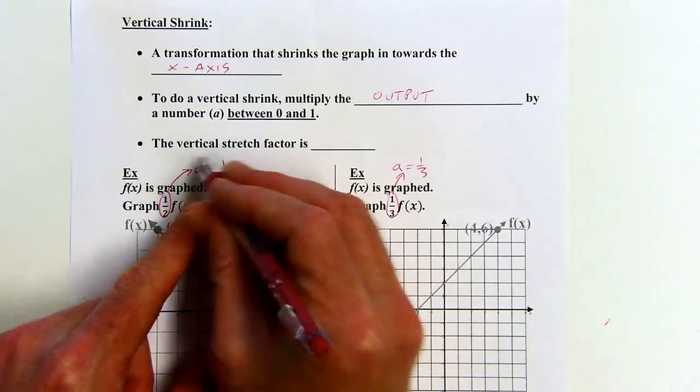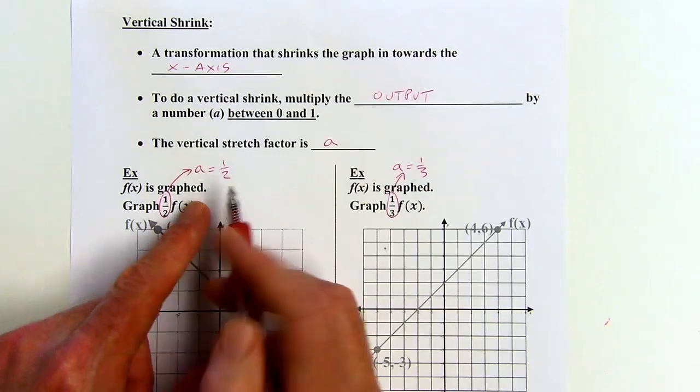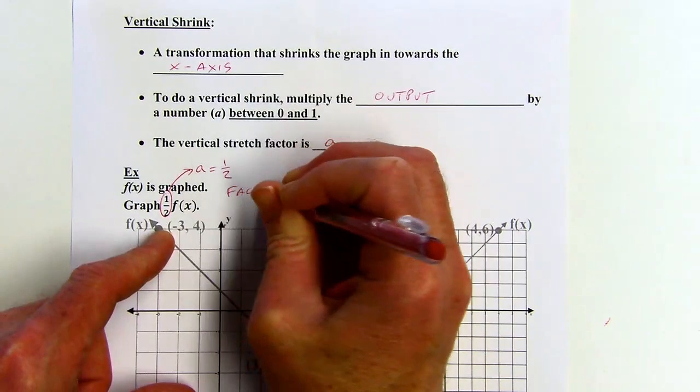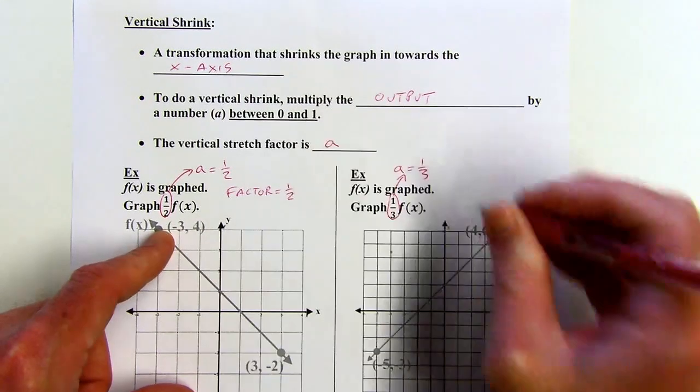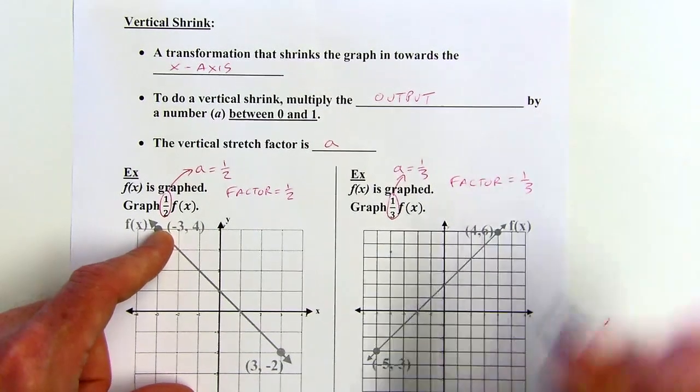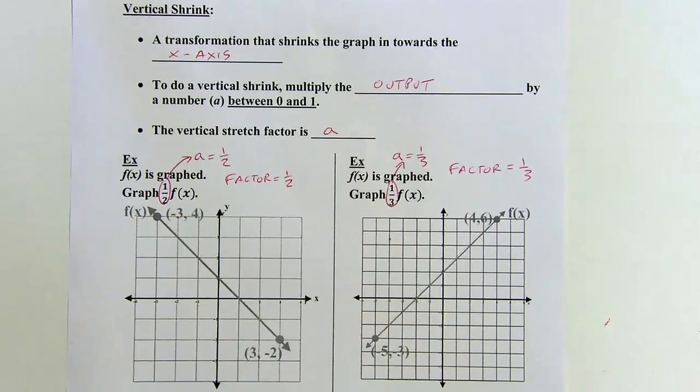So the vertical stretch factor is just going to be whatever a is, whatever you're multiplying by. So here the factor is going to be 1/2, just like the a value is. Here the factor is 1/3, just like the a value is. All right, so let's try out these examples.